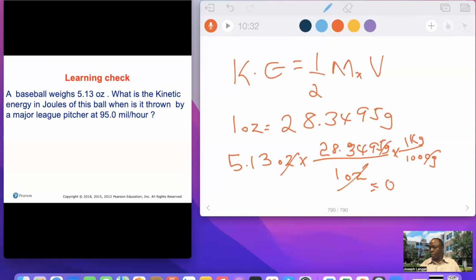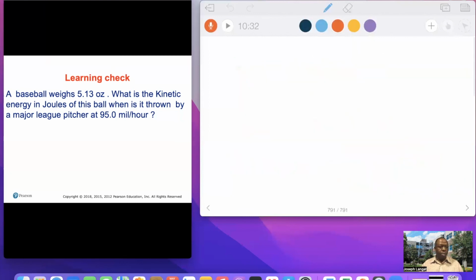This is, on my calculator, 0.145, all right, 43 kg. Please double check that. We know the mass in grams, so we know that. Next is to change the velocity, all right?